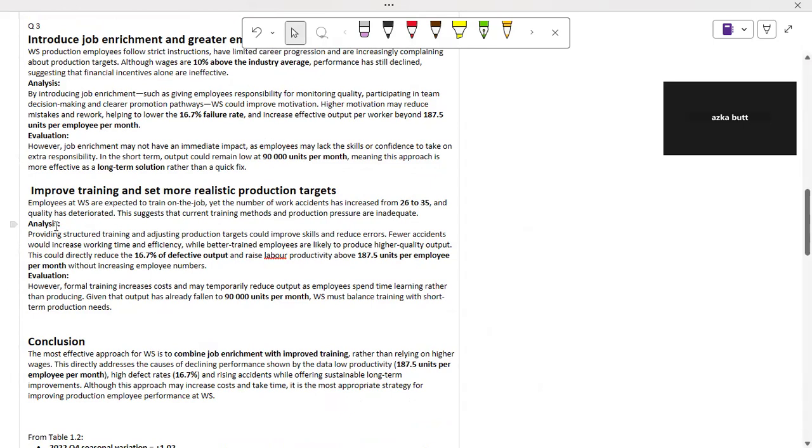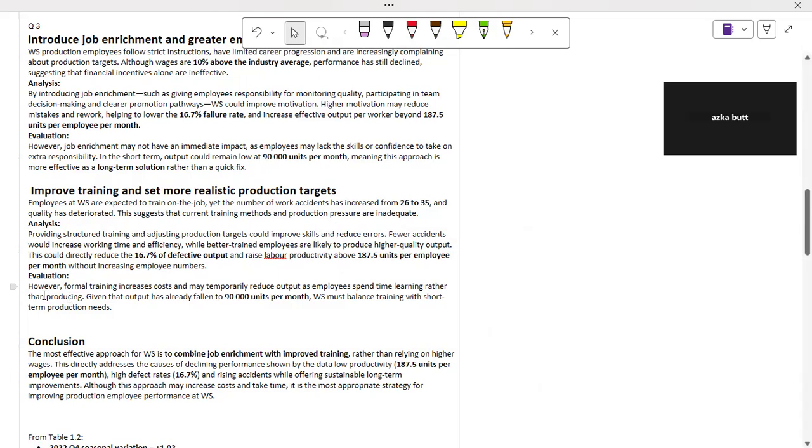So when they provide on the job training, what will happen? Providing structured training and adjusting production targets could improve skills and reduce errors. Fewer accidents would increase working time and efficiency, while better trained employees are likely to produce higher quality output. This could directly reduce the 16.7% defective output, which we saw, and raise labor productivity above 187.5 units per employee per month without increasing the number of employees.